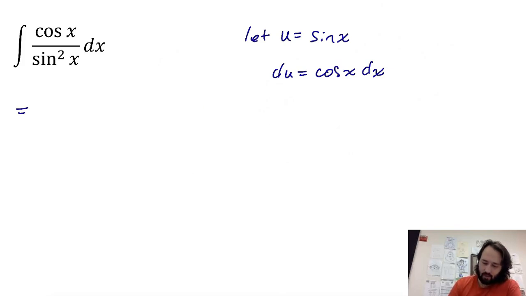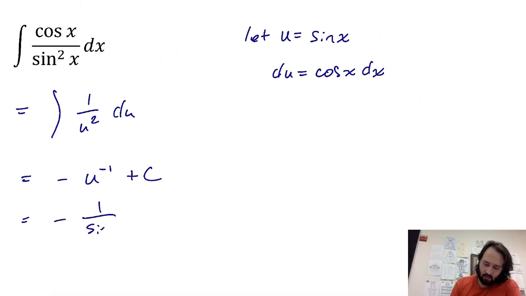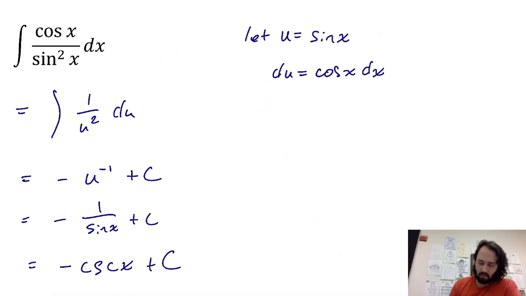All right, so then I would have the integral of 1 over u squared du, which would be negative u to the negative 1 plus c. So this would be negative 1 over sine plus c, which is negative cosecant of x plus c. All right, so there's kind of the u substitution.